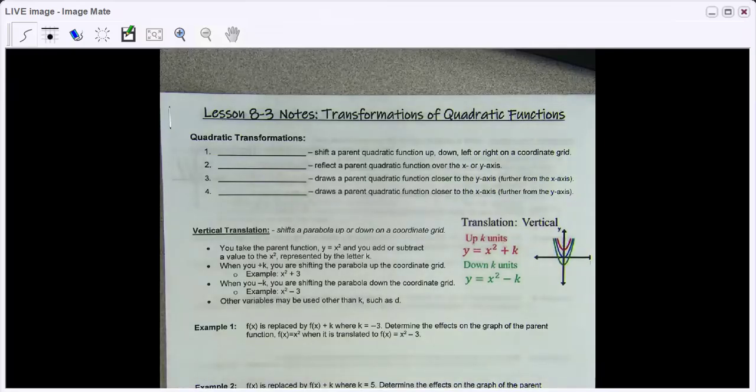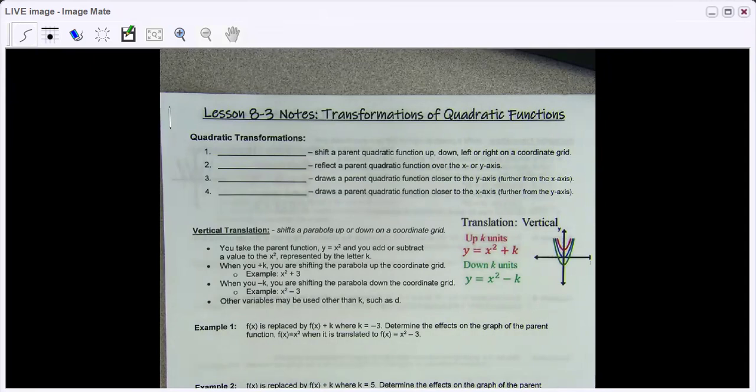This lesson 8-3 is about transformations of quadratic functions, basically transforming parabolas on a graph and being able to recognize the change in the equation. We're going to look at a different form of the equation today. We did transformations of linear equations. I don't know if you guys remember that, but that was back in first semester.